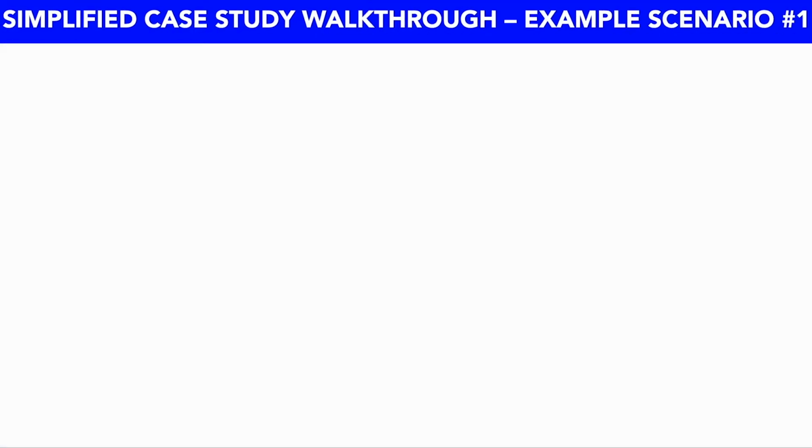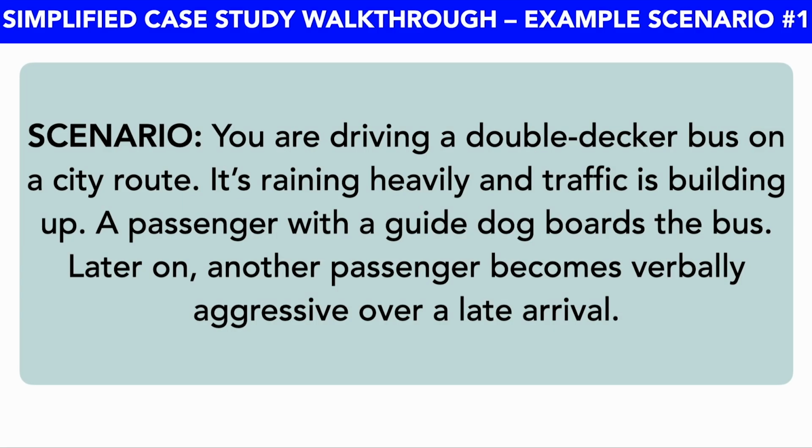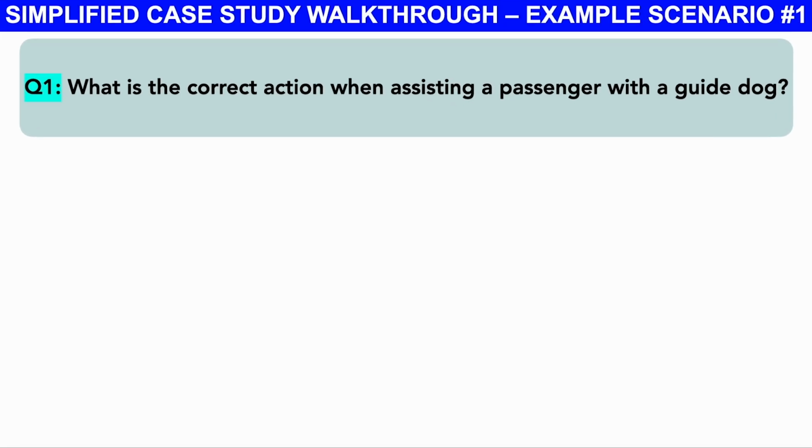I want us to walk through this realistic but simplified example together. This is what you might face at your actual test. You are driving a double-decker bus on a city route. It's raining heavily and traffic is building up. A passenger with a guide dog boards the bus. Later on, another passenger becomes verbally aggressive over a late arrival. Here is the question. What is the correct action when assisting a passenger with a guide dog?